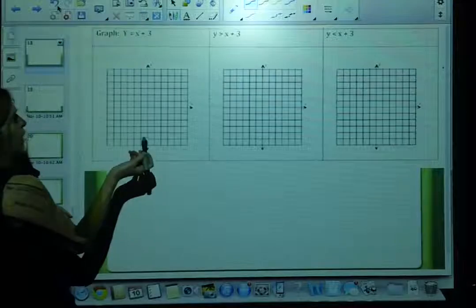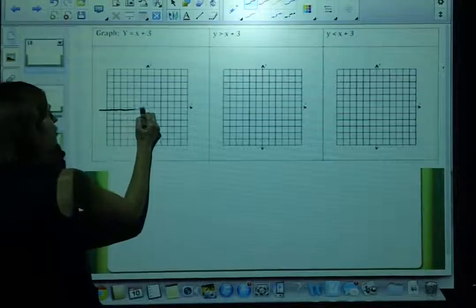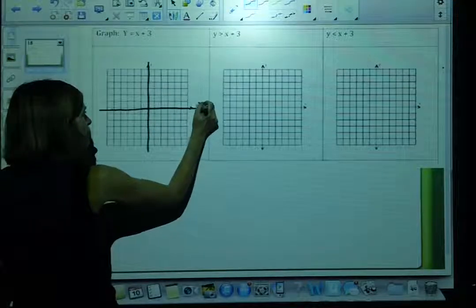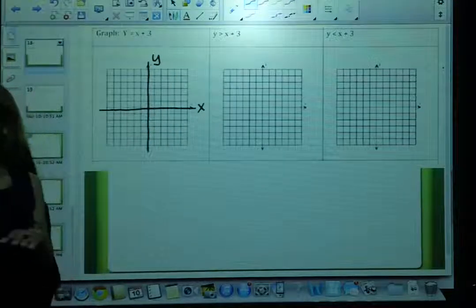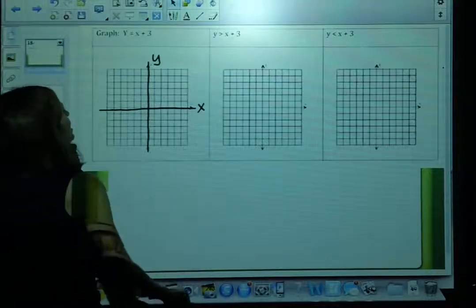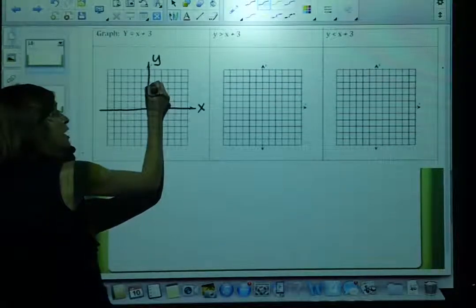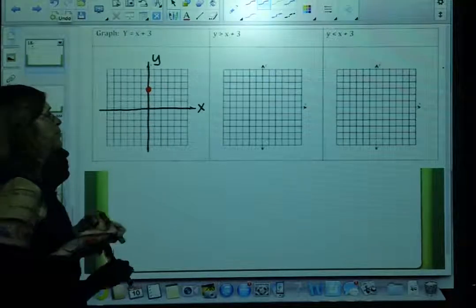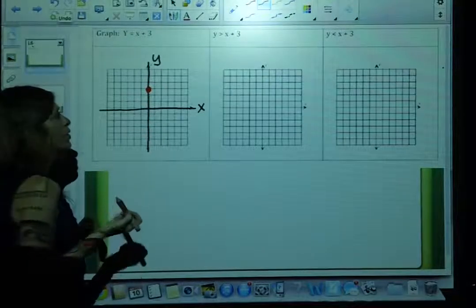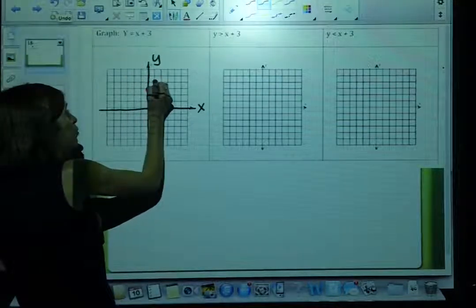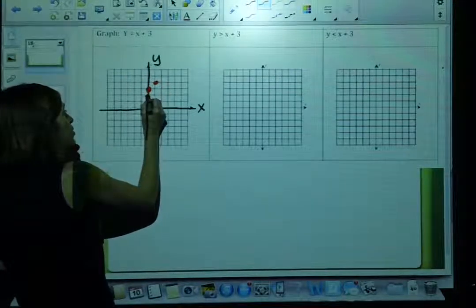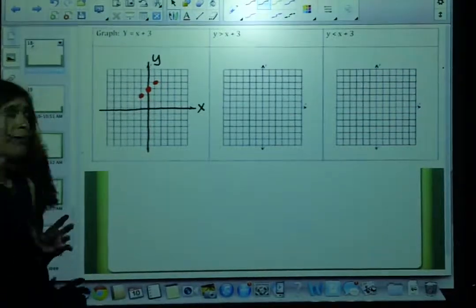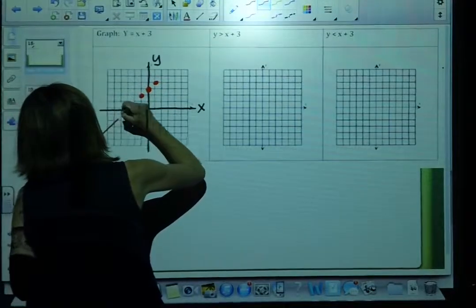Okay, so I gave you some graphs. Just make sure you have your x-axis and your y-axis labeled. So let's go ahead and do that. X and y. All right, so I go to my y-intercept of 3. And what am I going to do with my slope, Lauren? You use the x, which is 1. Okay, so my slope is 1, so I'm going to go up 1 over 1, and then I'm going to go down 1 over 1. I've got my 3 points, so now I can graph that line.